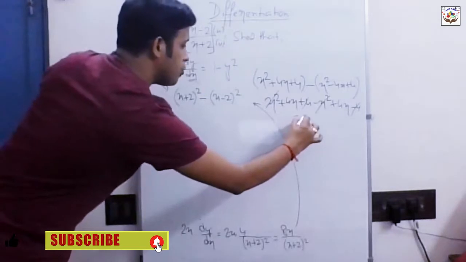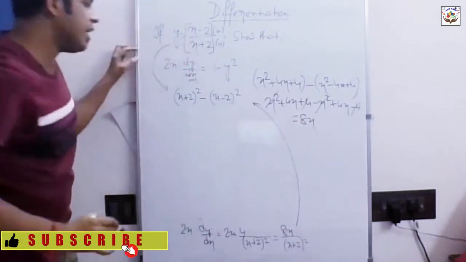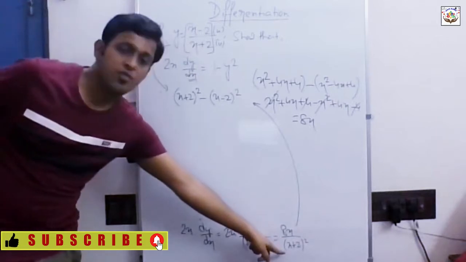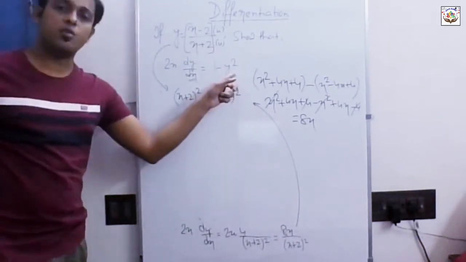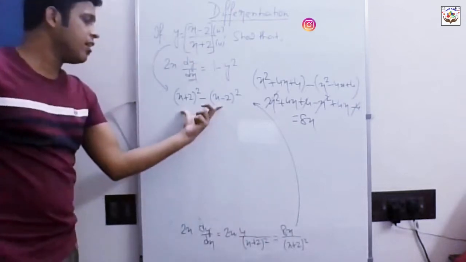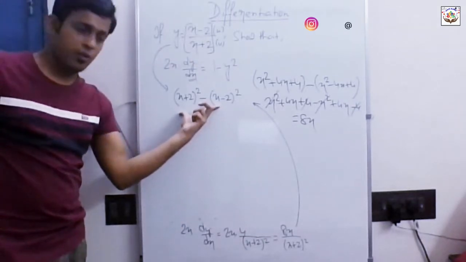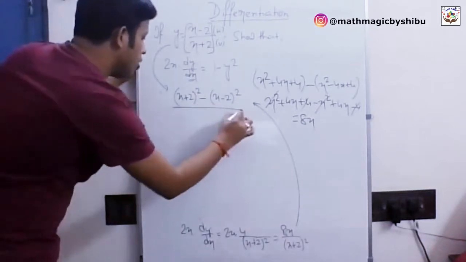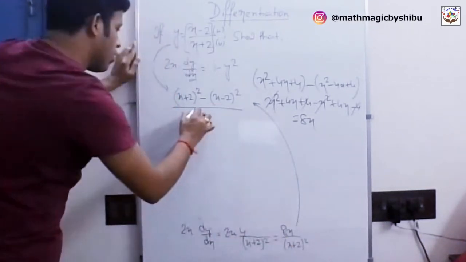So that is why I am expressing 8x this way, because we need to represent this form in terms of y square. That is why I am modifying 8x by writing it as x plus 2 whole square minus x minus 2 whole square. And in the numerator we have x plus 2 whole square already.